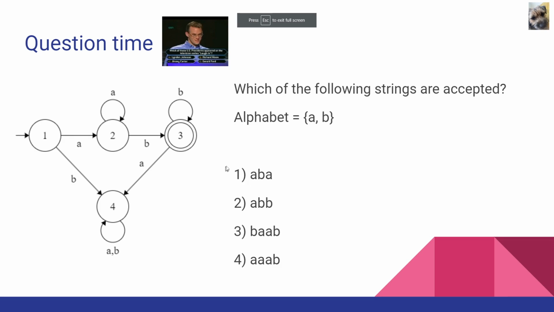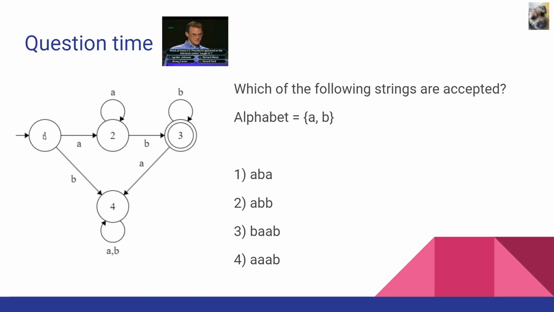So let's consider 1, ABA. We would start at 1. So we're currently at 1, and we're just imagining we're at this one place. It's the only place we can be because we're doing DFAs. After consuming A, we end up at 2. After consuming B, we end up at 3. And we consume A, we end up at 4. Not an accept state. So ABA is rejected.